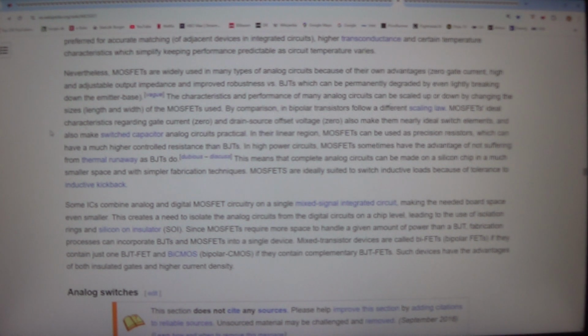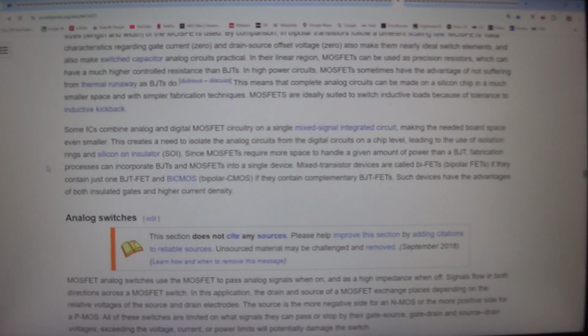MOSFET's ideal characteristics regarding gate current, 0, and drain source offset voltage, 0, also make them nearly ideal switch elements, and also make switched capacitor analog circuits practical. In their linear region, MOSFETs can be used as precision resistors, which can have a much higher controlled resistance than BJTs. In high-power circuits, MOSFETs sometimes have the advantage of not suffering from thermal runaway as BJTs do.